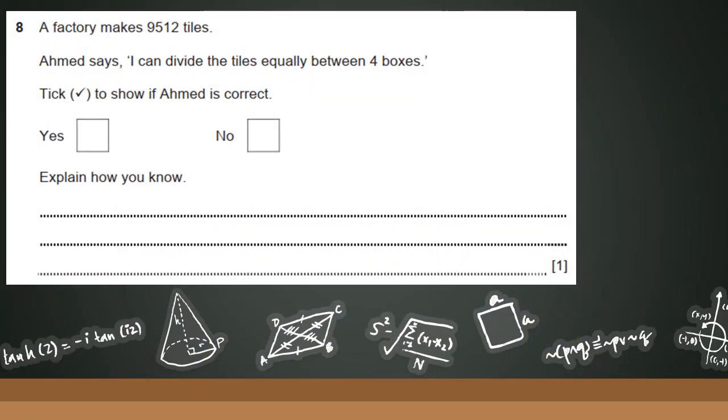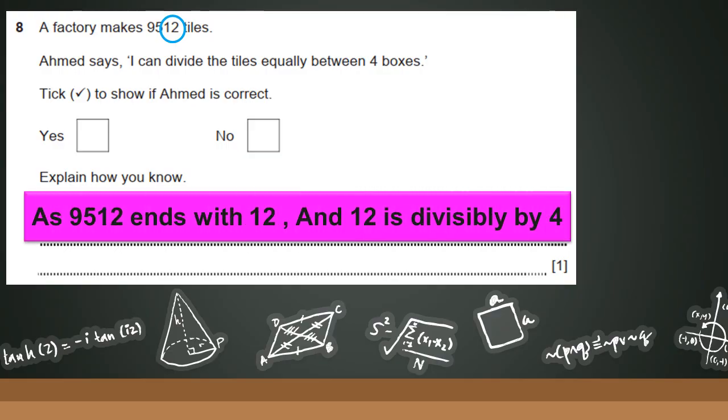A factory makes 9,512 tiles. Ahmed says I can divide the tiles equally between 4 boxes. Since this question is asking about division, it's about divisibility rules. Is 9,512 divisible by 4? Yes. Why? Because it ends with 12 and 12 is divisible by 4.